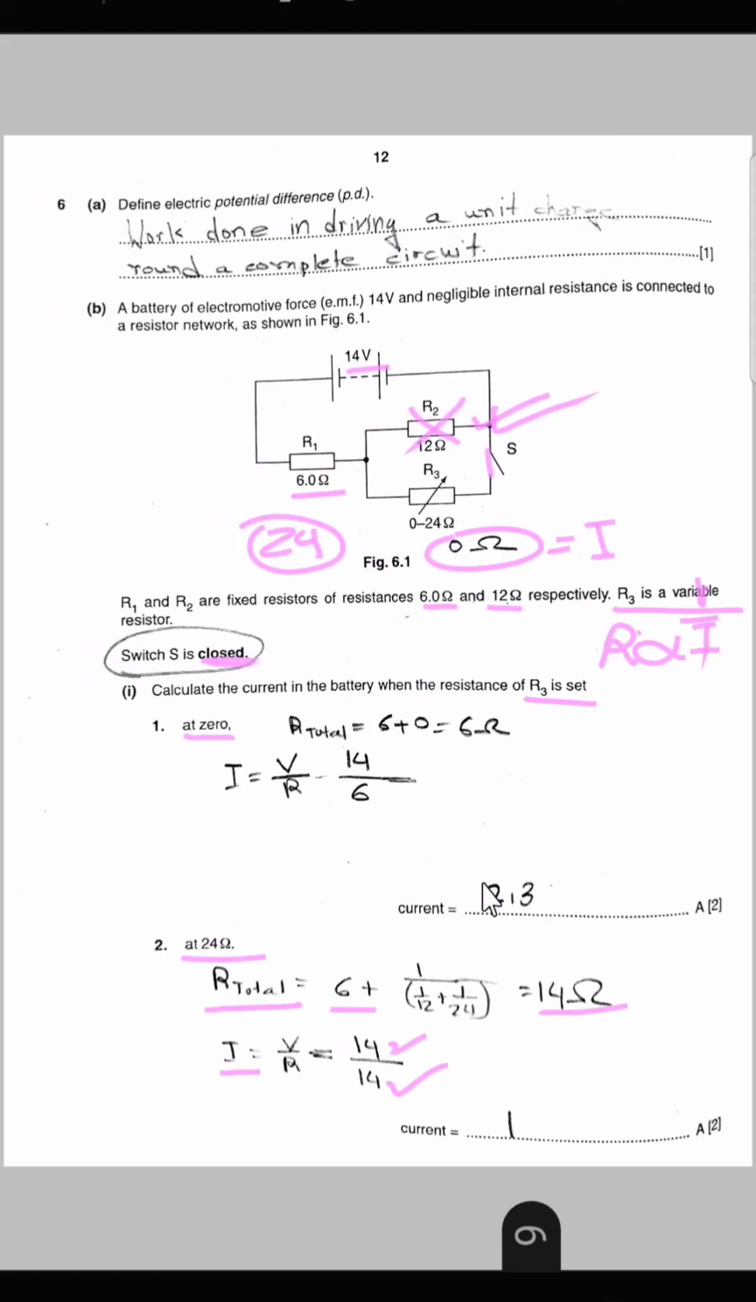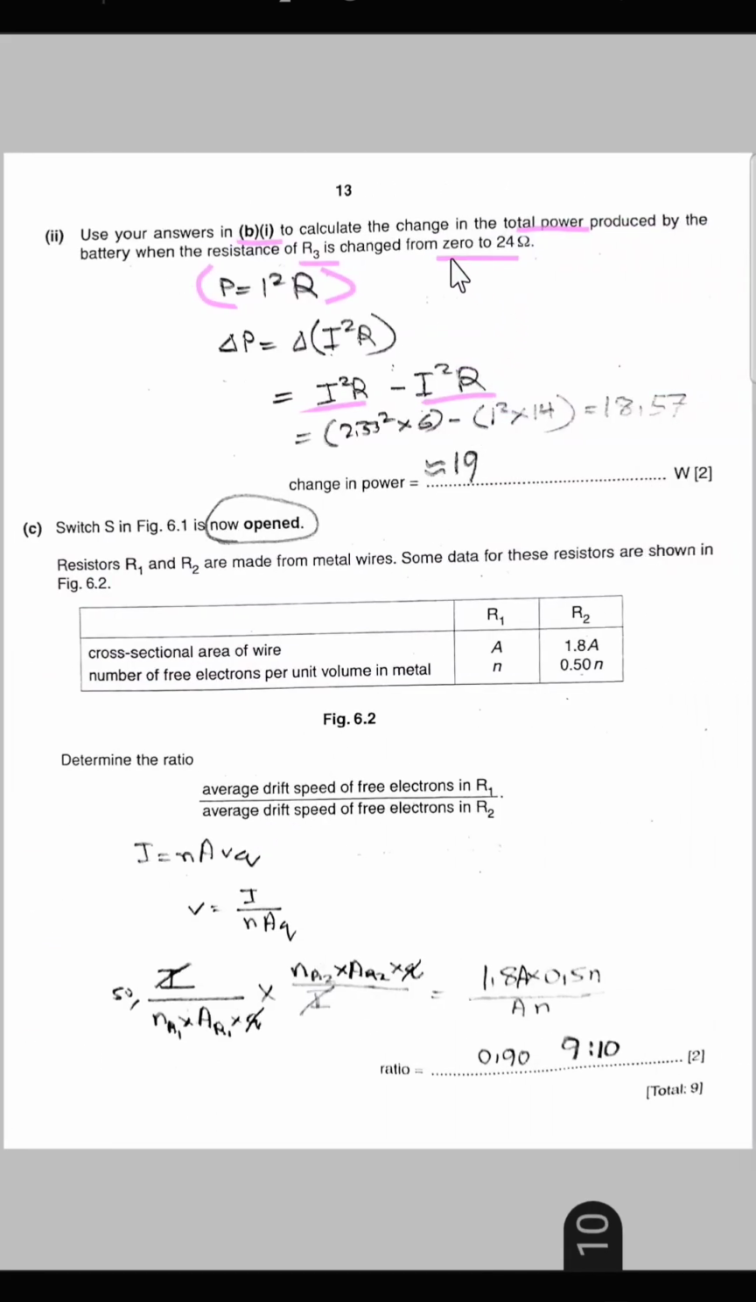Initial value of current is 2.3. Initial value of resistance is 6 ohm for 0 ohm for R3. And the final value is 14 ohm and current is 1 ampere for 24 ohm of resistance of R3. So for the resistance of R3 from 0 to 24 ohm, we know the value of current and resistance for both situations. Thus we can calculate the change in power as 19 watt.